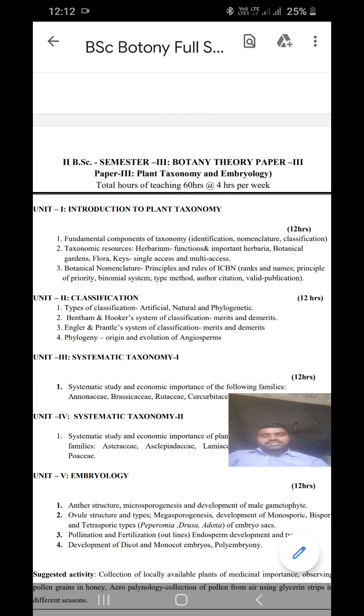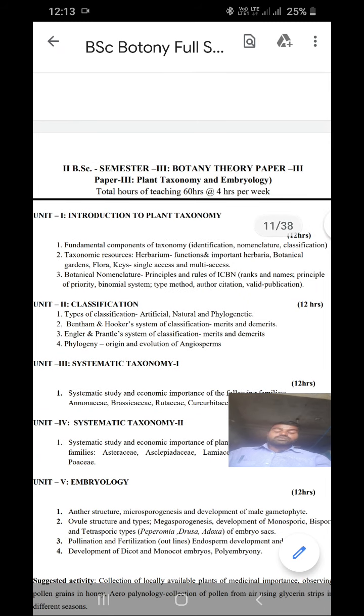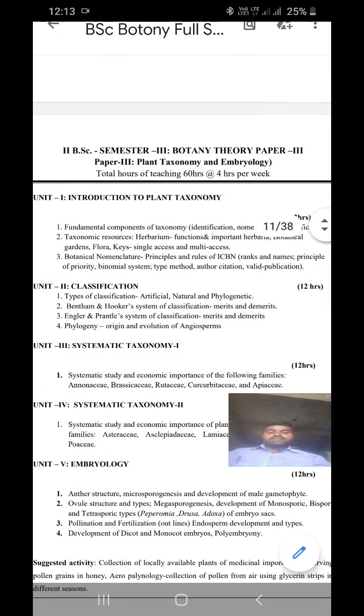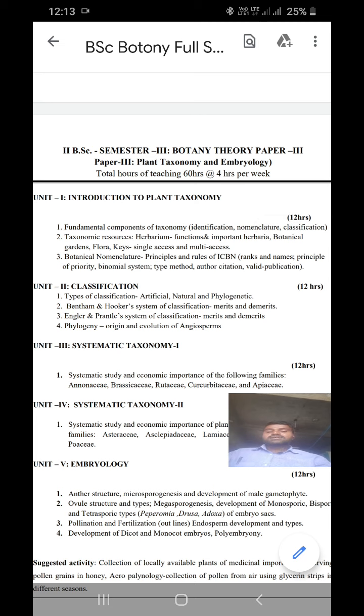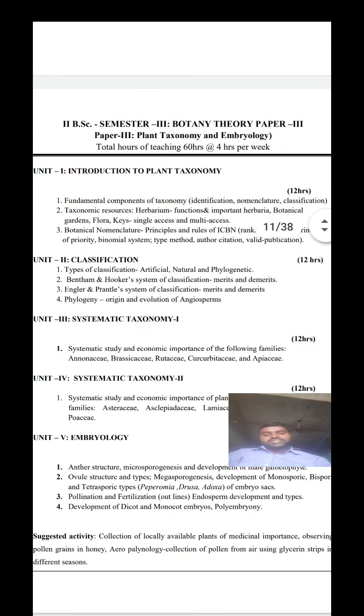The last classification type is called phylogenetic classification. Here phylogenetic classification means the origin of classification, the evolution of angiosperms, how they evolved, what the embryonic methods are, how the embryo develops, what the flowers are, and the types of flowers, like that. These are called the third classification. These are all the types of classifications.